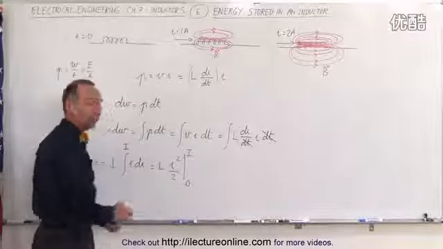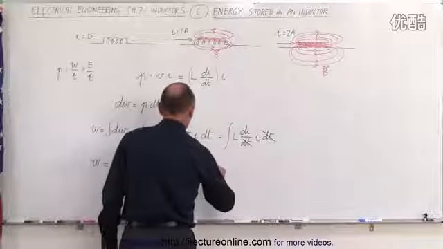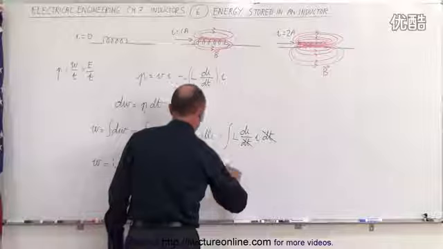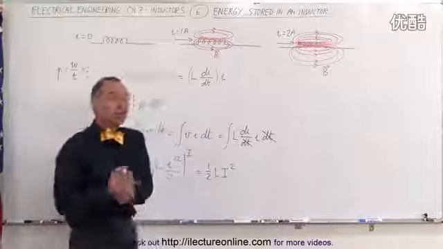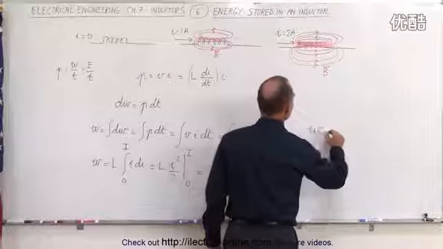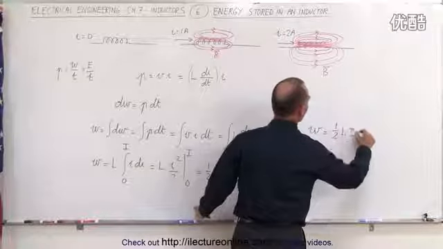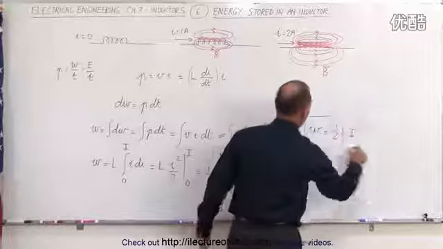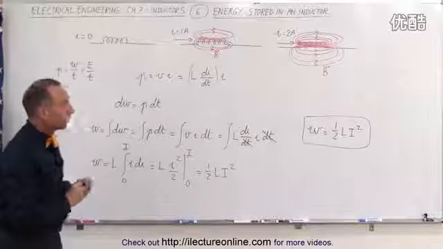When we plug in a 0, we get nothing. When we plug in the final I, we get one half times the inductance times the final current squared. So in other words, the energy stored inside of an inductor, which we can write as W or E, is equal to one half the inductance times the current squared. And that's how it's done. That's how we find the energy stored in an inductor.